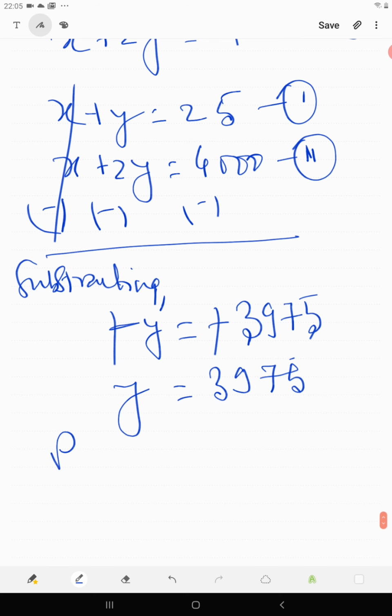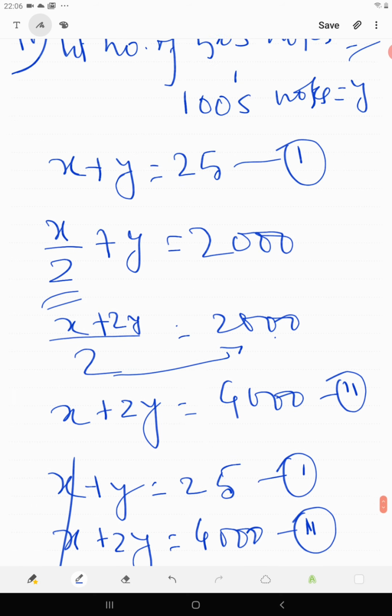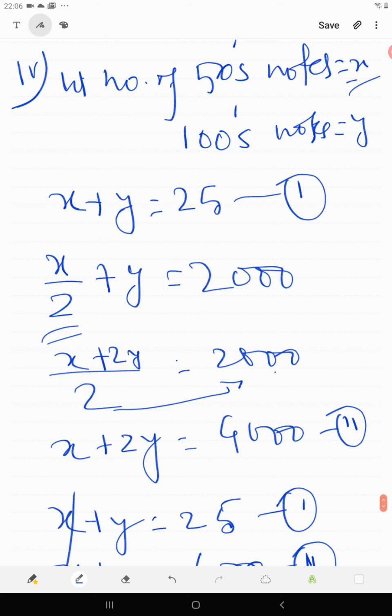Now put this value. I did some mistake over here. What is the mistake? I will tell you. When we are calculating the value, we forgot to multiply by 100, because x is the number of notes and y is the number of notes. So this should be multiplied with 100.